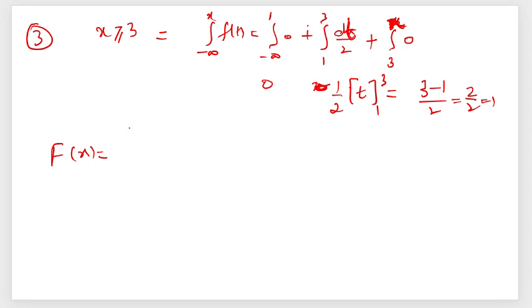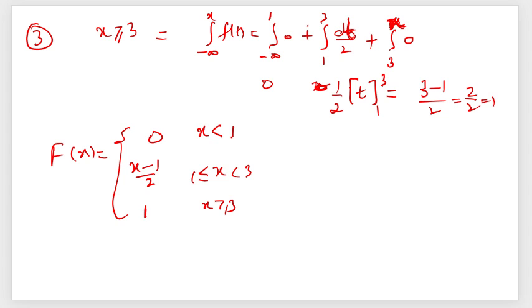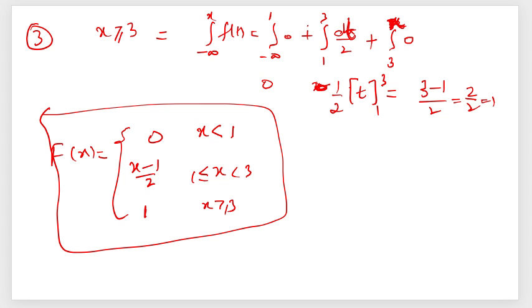So we can write down the function like that. F of x is equal to, there are three intervals: x less than 1, x greater than or equal to 1 and less than 3, and x greater than or equal to 3. Here we got 0, here we got (x minus 1) by 2, and here we get 1. So in this manner the CDF function is evaluated.